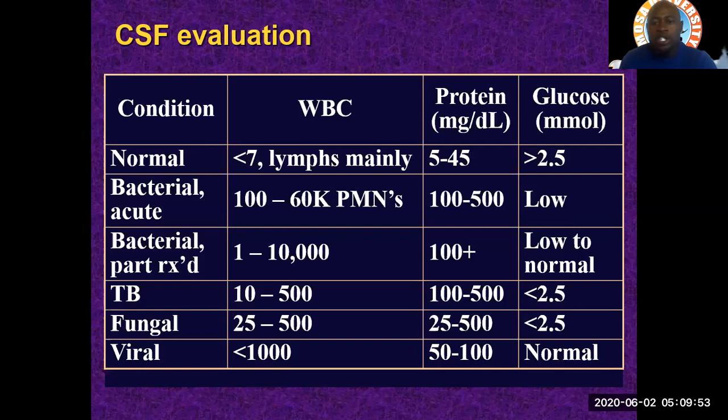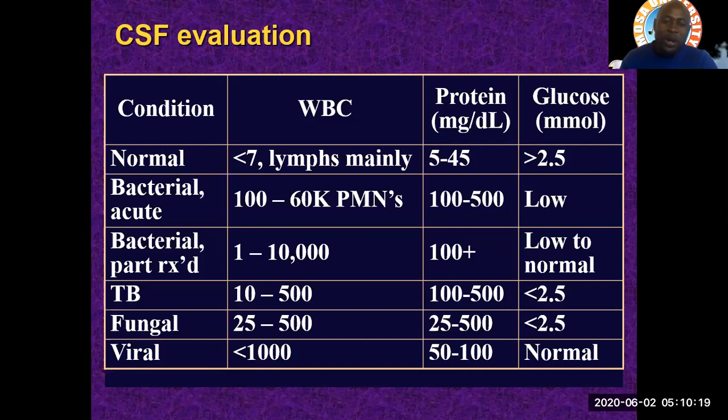Also, the protein levels will change. The levels of glucose there, they'll do what? They'll increase to 2.5. If it's fungal, the levels there will also be in the ranges of 25 to 500. Protein levels will be in the ranges of 25 to 500 as well. And glucose levels now, you find that they'll be lesser than 2.5.